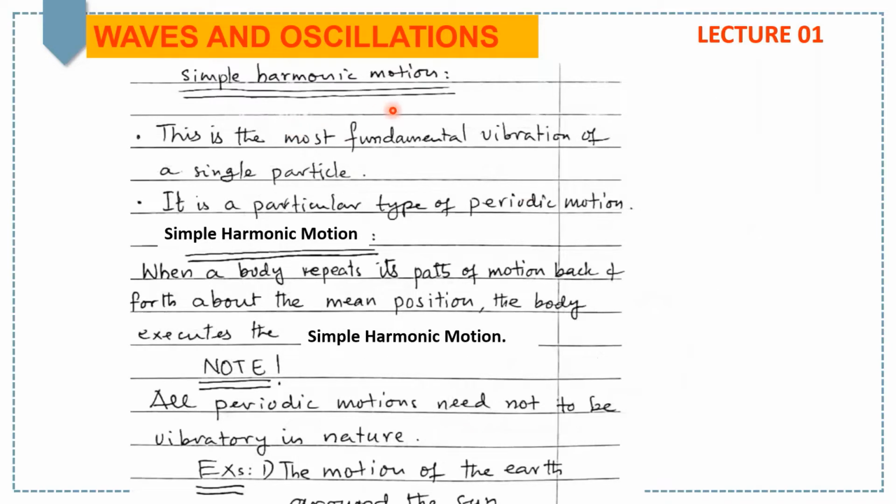Now, what is simple harmonic motion? First, this is the most fundamental vibration of a single system. It is a particular type of periodic motion. In the next few slides, I'll explain the difference between the periodic motion and simple harmonic motion. First, simple harmonic motion. When a body repeats its path of motion back and forth about the mean position, the body executes simple harmonic motion. Please remember, all periodic motions need not be vibratory in nature. For example, the motion of the earth around the sun.